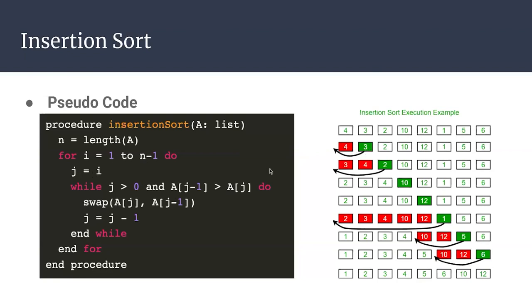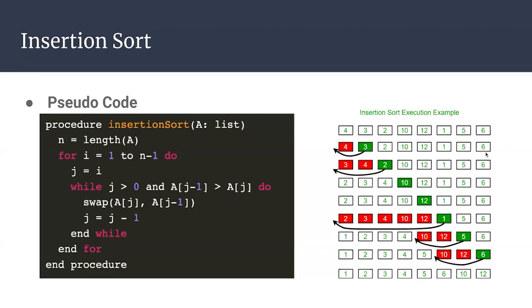So j is greater than 0, still j is greater than 0. Array of j minus 1, which is 4. Is 4 greater than array of j, which is 3? Yes. So you will be swapping these elements. So this will become 3, 4, 2, 10, 12, and so on. So what you have done here is, in the first step, you have actually sorted 4 and 3. So now the new array will become 3, 4, 2, 10, 12, and so on, right?